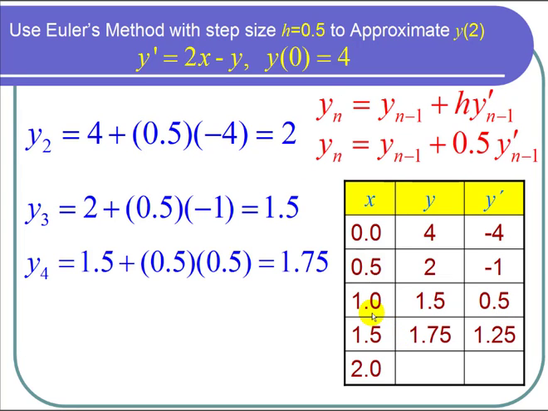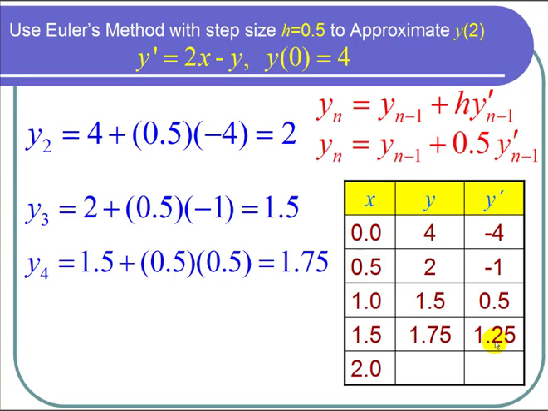And now I'm going to plug in 1.5 and 0.5 into y sub n minus 1 plus 0.5 times y prime. And what I got was 1.75. And that gives us our next y. So we plug in 1.5 and 1.75, and that gives us our new slope, 1.25.